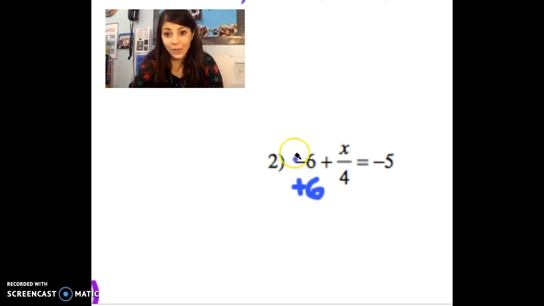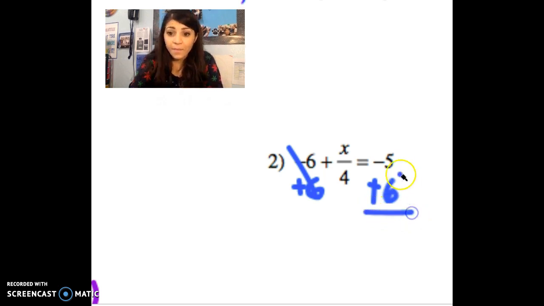So we're adding to it. We're taking -6 and we're adding 6 to it to cross cancel it. And then we have to do it to this side too. We're going to add 6 over here. But I know that I have -5 plus 6 over here.